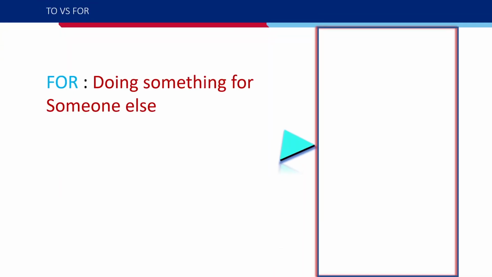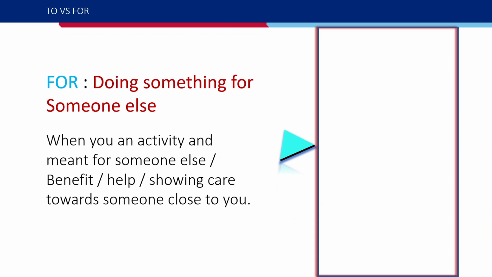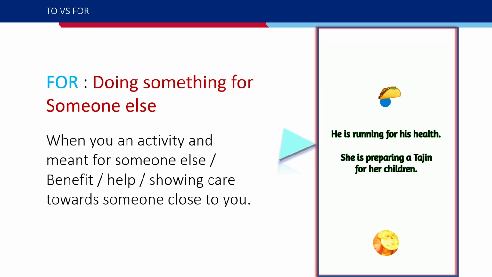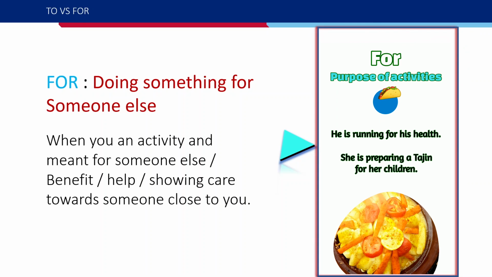Okay, let's move to "for". The first one, we use "for" when we are doing something for someone else. It could be benefit, help, or showing care towards someone close to you. For example, he is running for his health. She is preparing a tagine for his children. Okay, in these examples here, we can see what one does for himself and what one does for somebody else. It could be benefit or a gift or food or whatever it is.